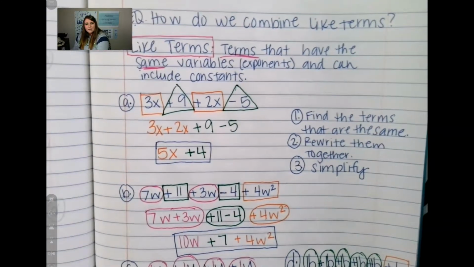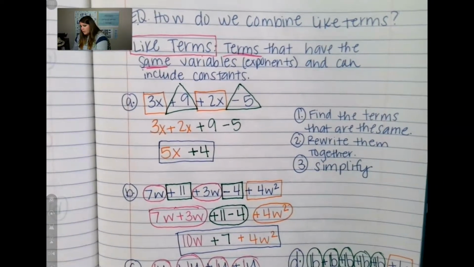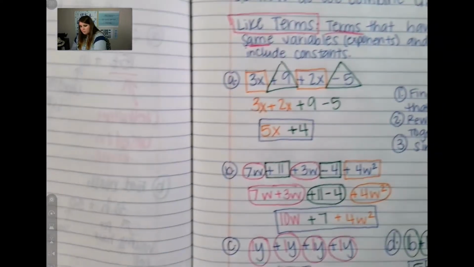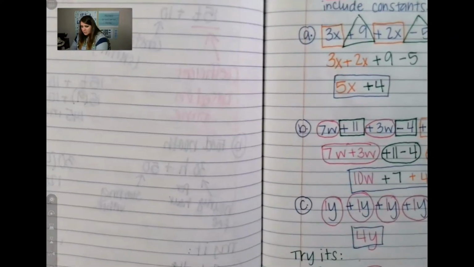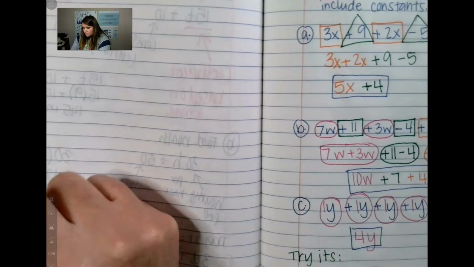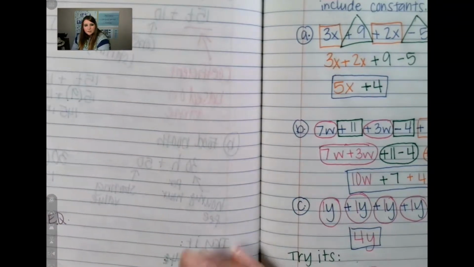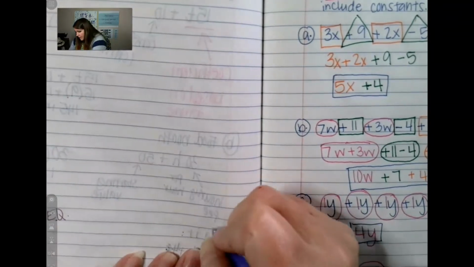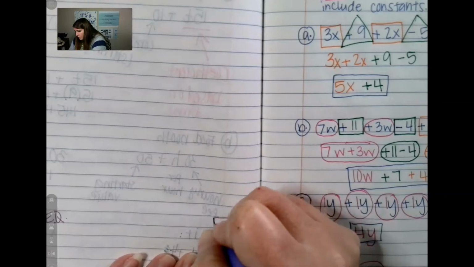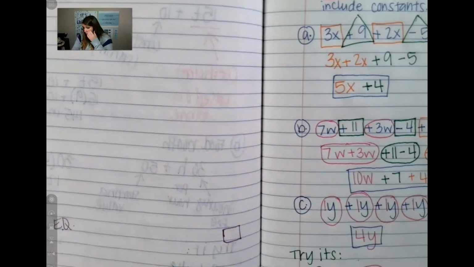All right, go ahead and answer your essential question. How do we combine like terms? So find somewhere on your paper. I'm going to have to go off here to the side. So answer your essential question. How do we combine like terms? And then go ahead and put your level of understanding out into a box there.